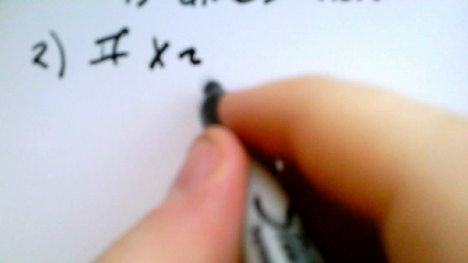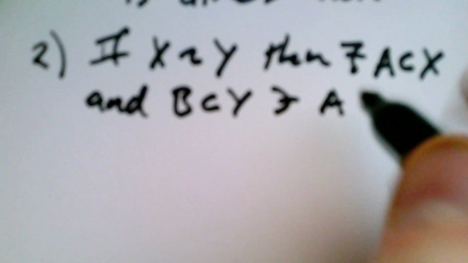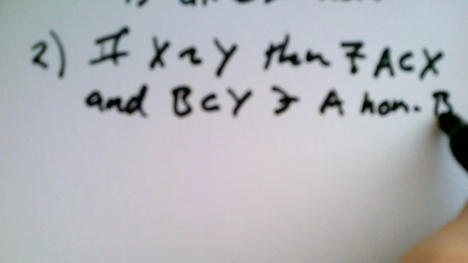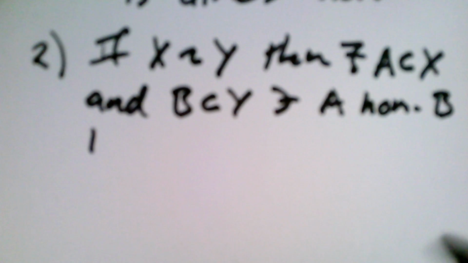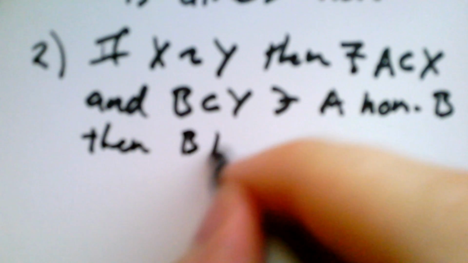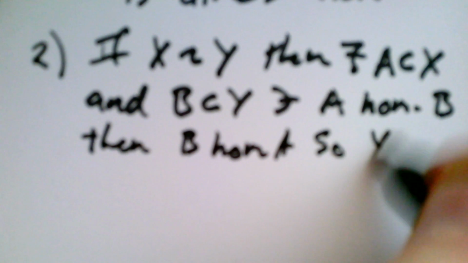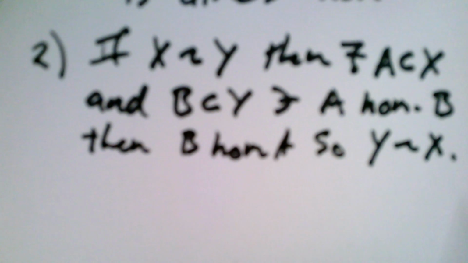Number 2. We have symmetry. So if X is almost homeomorphic to Y, then there exists A in X and B in Y such that A is homeomorphic to B. But that means, since homeomorphism is already an equivalence relation, that B is homeomorphic to A, so Y is almost homeomorphic to X.